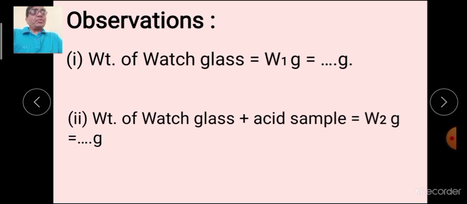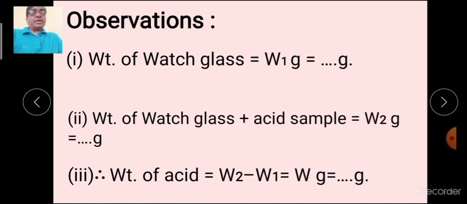And therefore what will be the weight of the sample? The weight of the acid taken will be W2 minus W1, that is equal to W gram, and therefore this much weight of the acid is taken.